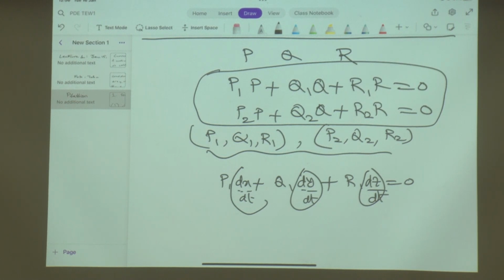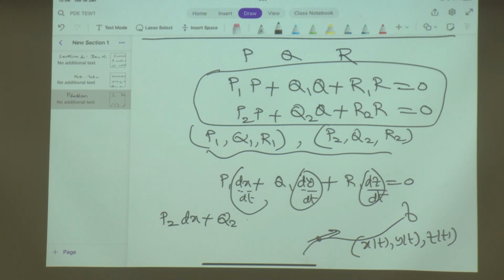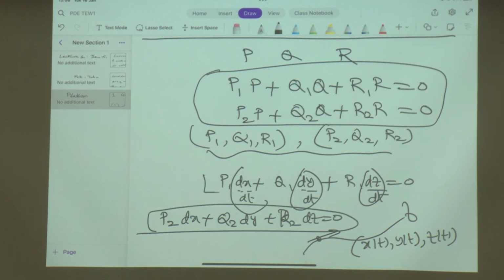So what I am using here is if you have a curve gamma, which is written as x(t), y(t), z(t), this is a parameterized curve. Its derivative will be the tangential direction at any point. Tangential direction at this point will be x prime t, y prime t, z prime t. So the tangential direction is orthogonal to P1, Q1, R1. Similarly, P2, Q2, R2. So we have P2 dx plus Q2 dy plus R2 dz equal to 0. This is actually the same thing for index 1 and index 2.